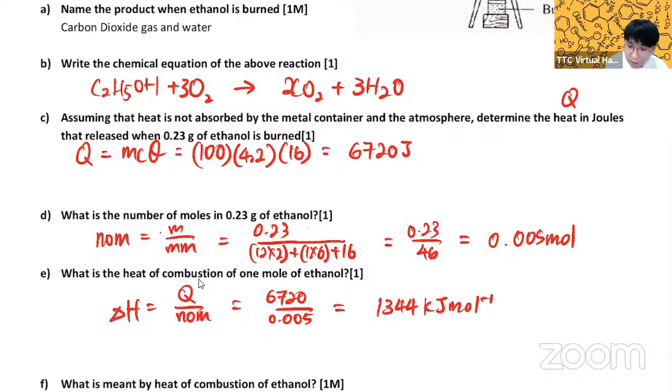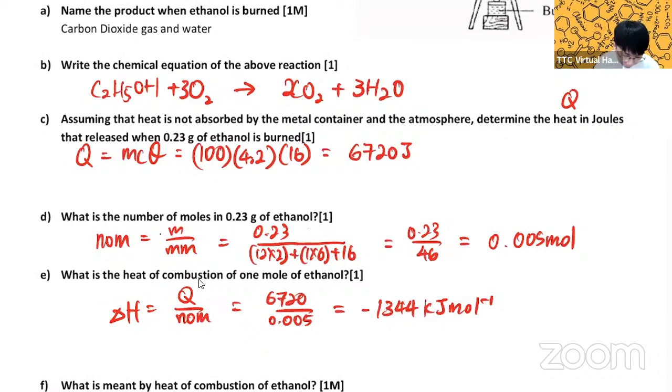Don't forget the words per mole. And don't forget, it's an exothermic reaction. What do you need to add? A negative sign.